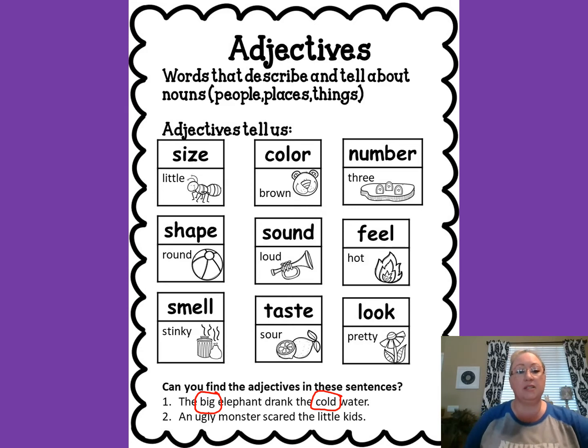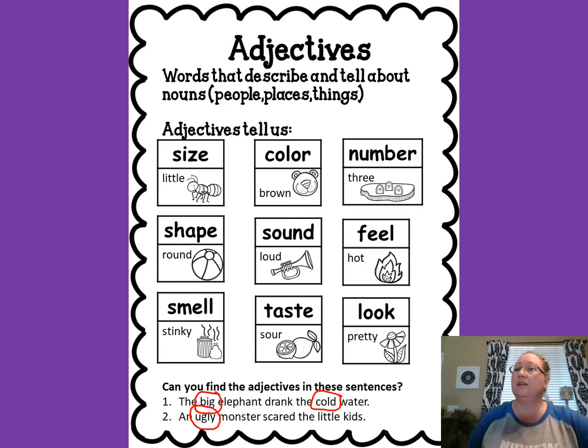All right, let's look at sentence number 2. An ugly monster scared the little kids. All right, who or what are we talking about? The monster. Monster is your noun. It's a thing, a living thing. What describes the monster? What tells us information about it? Did you say ugly? You are correct. Ugly tells us what the monster looks like.